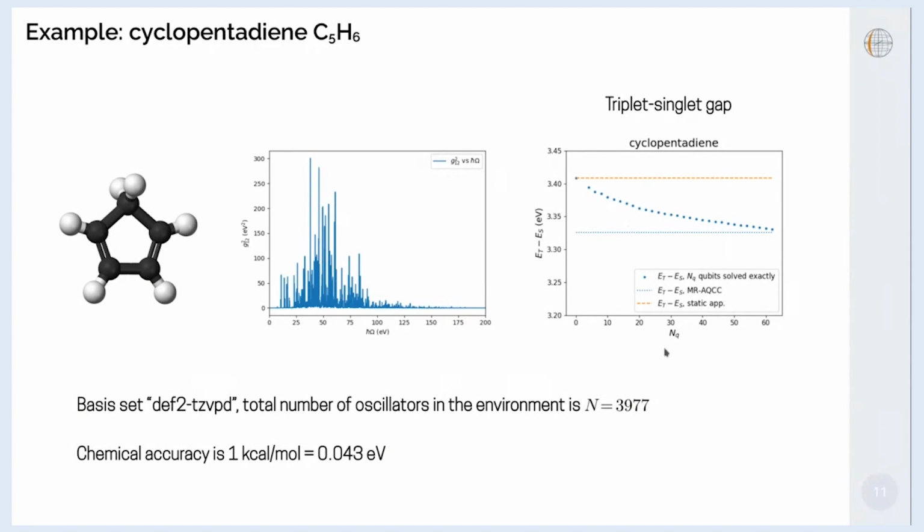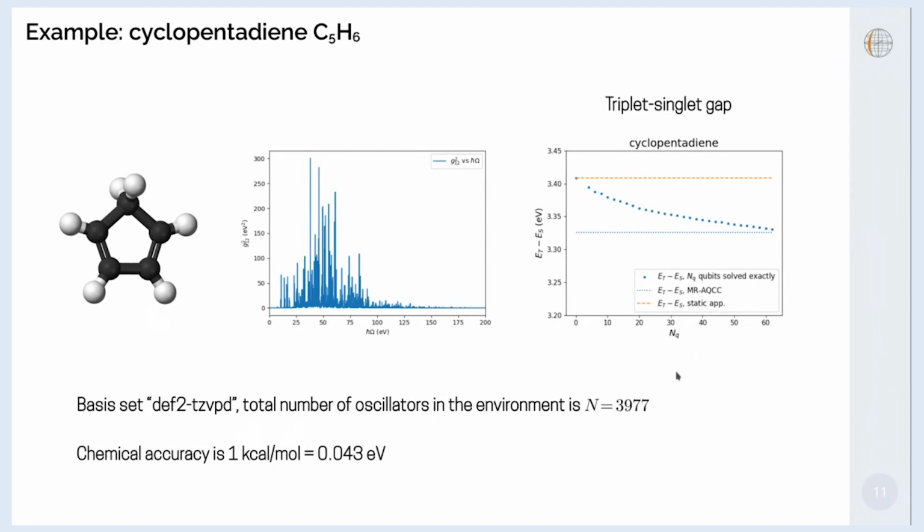And then I vary the number of qubits, which I solve exactly. What is plotted here is the first excitation energy, first excited triplet state minus ground state singlet. And these points show what I'm getting when solving my model. And this orange line is the static approximation when, let's say, all qubits are put into the lamb shift. And this dotted line is a very accurate calculation, which my colleague Reza has done. I don't know this method, MRAQCC. CC is coupled cluster, the rest I don't know.